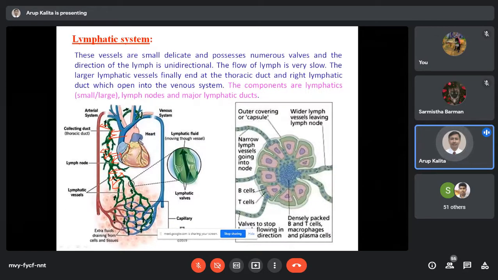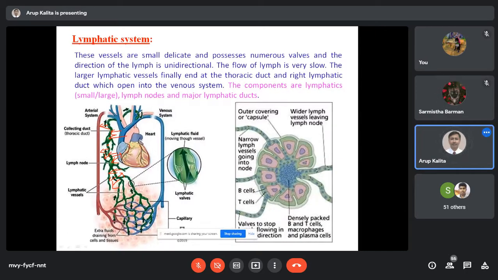So what is the main function of the lymphatic vessel? Number one, it will carry the lymph from the periphery towards the heart. Number two, during the flow of lymph, the lymphocytes carried by the lymph have to be distributed to the peripheral tissue through which the lymph vessels pass. Understand? Yes, sir.